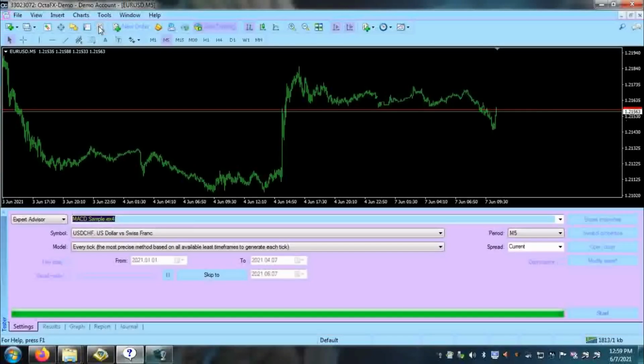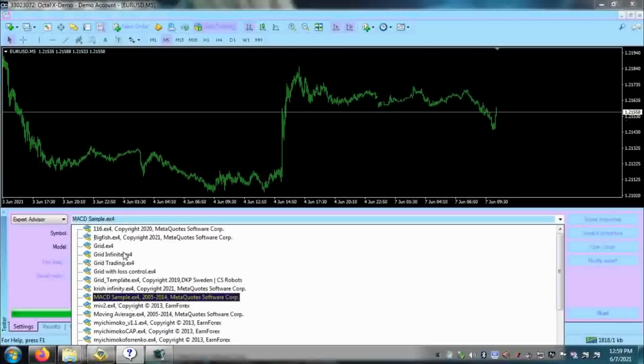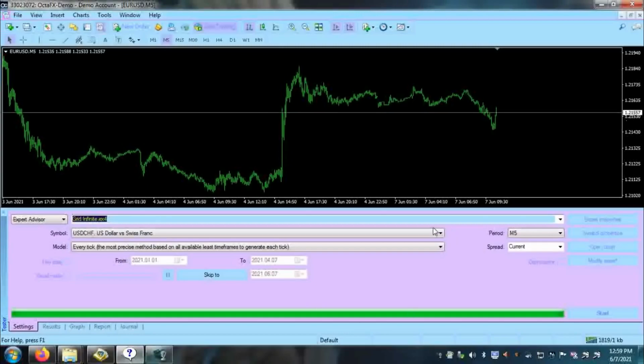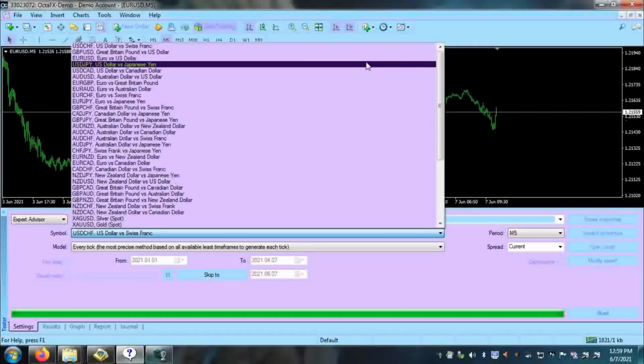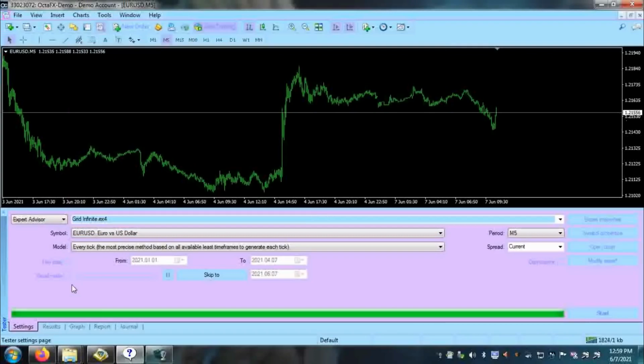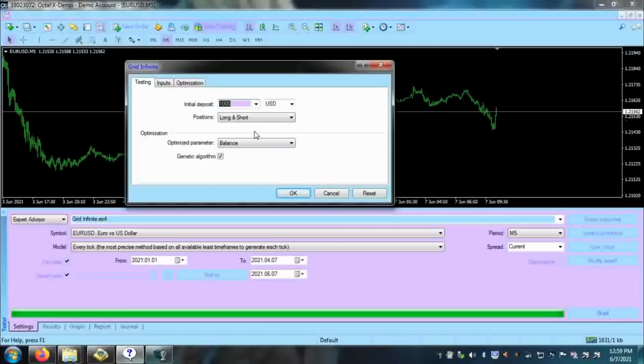Let me open the strategy tester. Now I am selecting this expert advisor, Grid Infinite. Let me select the currency USD. Let us check for a 3 month period. Let me select the visual mode and properties. I am using $1,000 for backtesting.